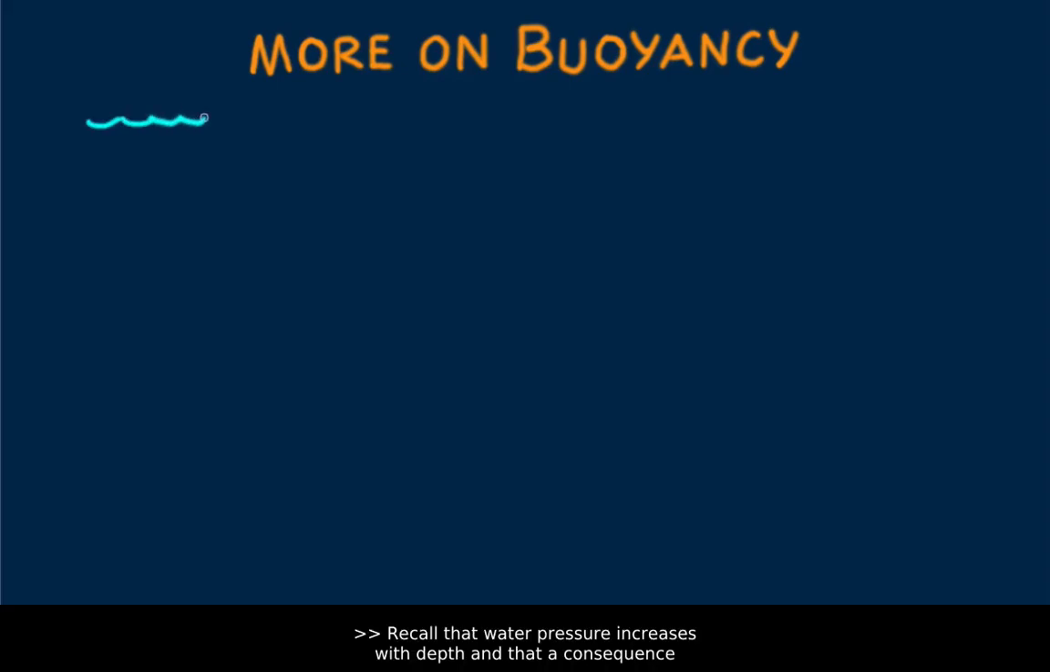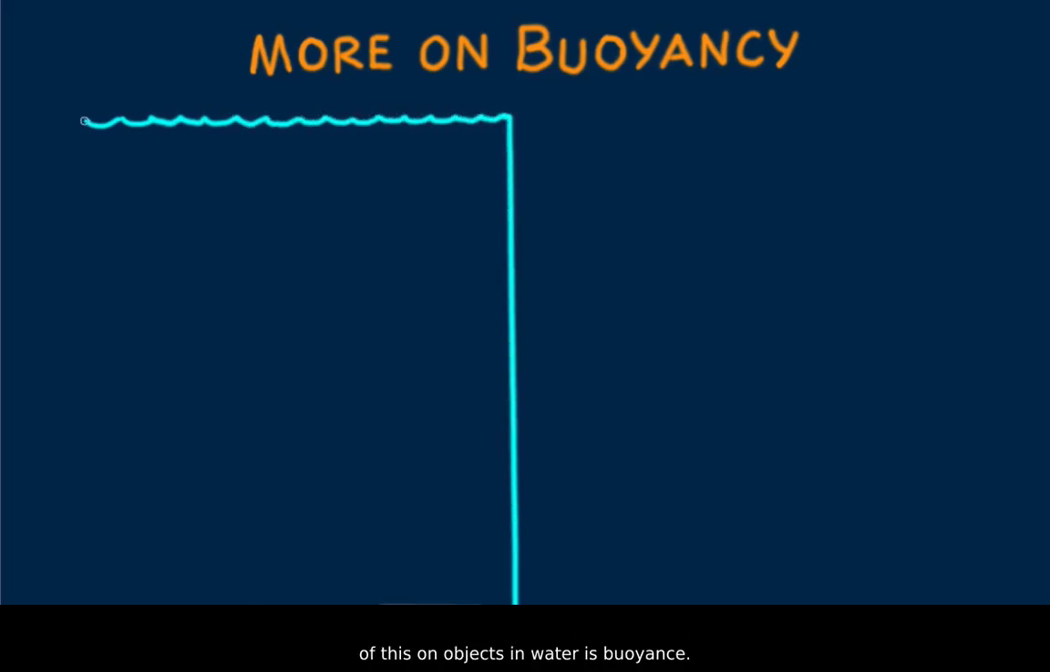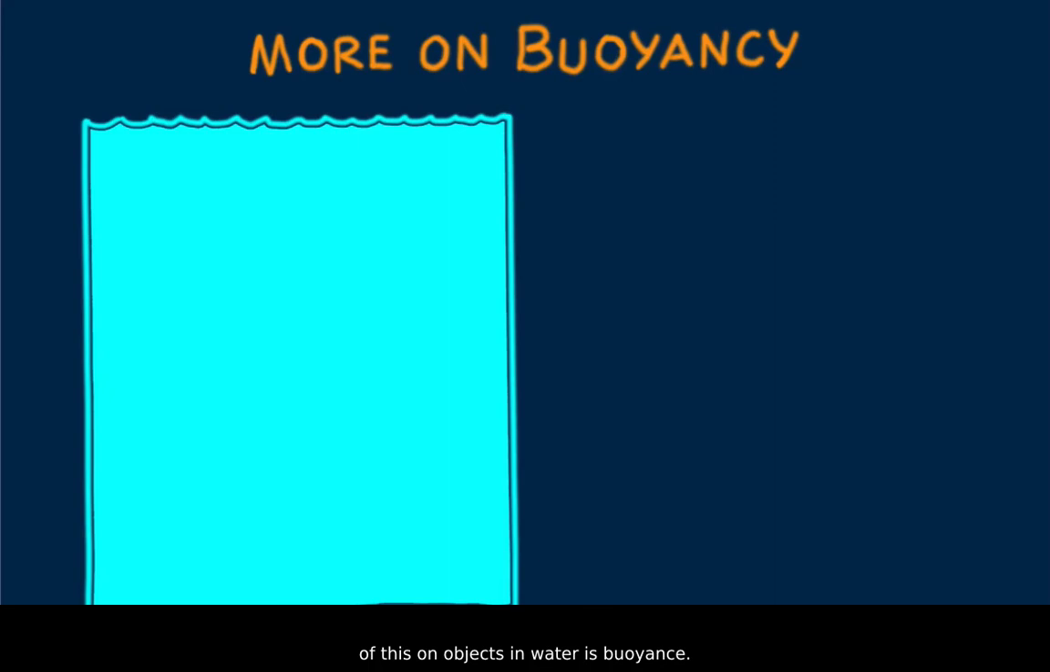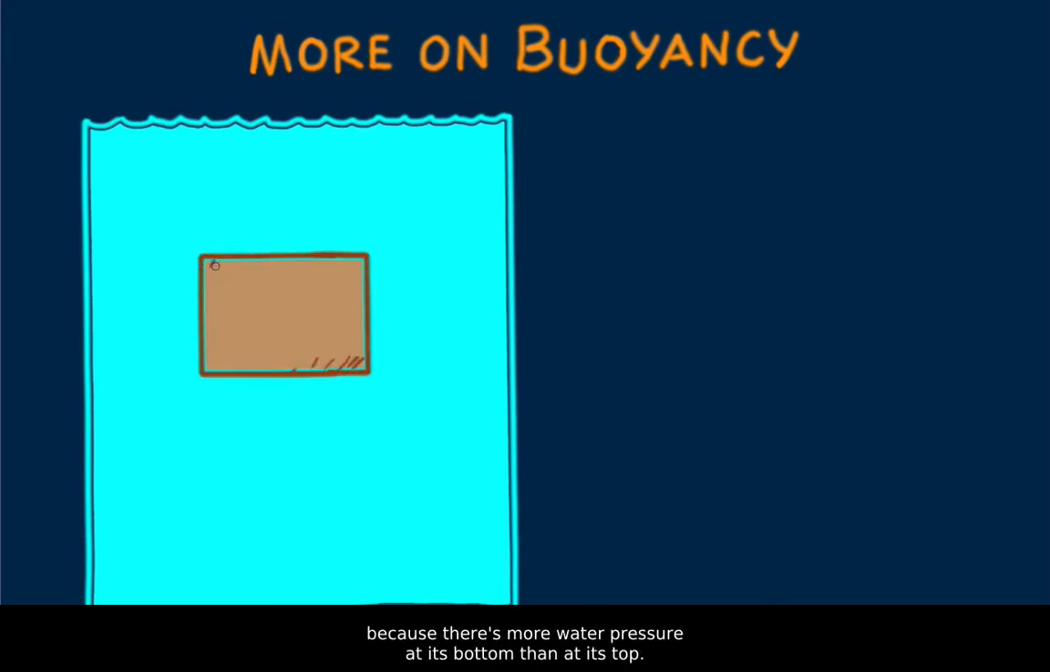Recall that water pressure increases with depth, and that a consequence of this on objects in water is buoyancy. Recall that a submerged object is buoyed upward because there's more water pressure at its bottom than at its top. Water pressure exerted against the top of this submerged block, multiplied by the block's top surface area, produces a force shown by the downward red vector.